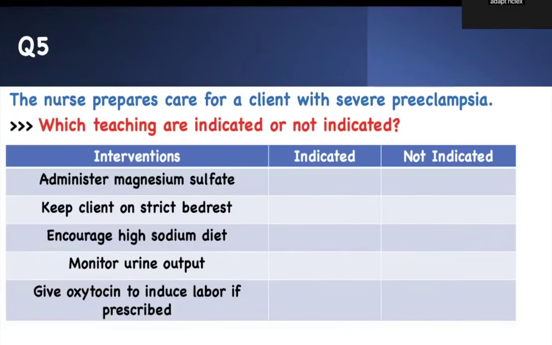The concept of what? Severe preeclampsia. What do you want to do? That's all. You want to prevent eclampsia. Patients should not have seizure. Therefore, number 1, administer magnesium sulfate.